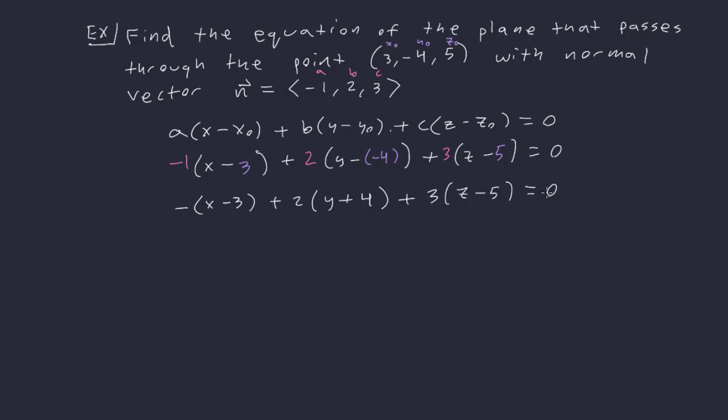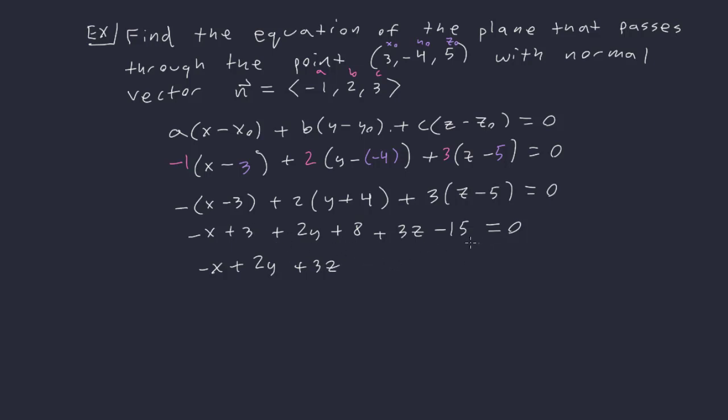Okay, now I am actually going to simplify this down a bit. I'm going to distribute that negative, so I get negative x plus 3 plus 2y plus 8 plus 3z minus 15 equals 0. Right, combining like terms, I should get negative x plus 2y plus 3z. I'm going to put it here at the end.